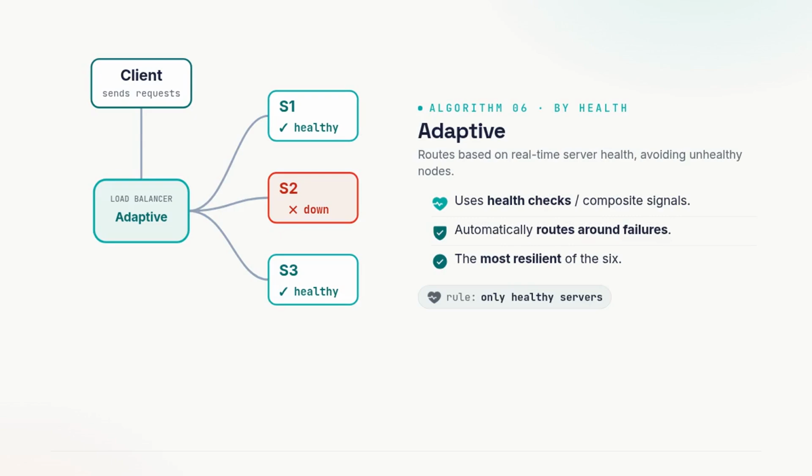It's down. So watch what happens. The balancer detects that server 2 is unhealthy, and the health check flashes red. It refuses to send the request there at all. It steers away from the unhealthy node, and instead it routes around the failure to a healthy server, server 3. This is the most resilient of the 6 because it doesn't just balance load, it actively steers traffic away from trouble.